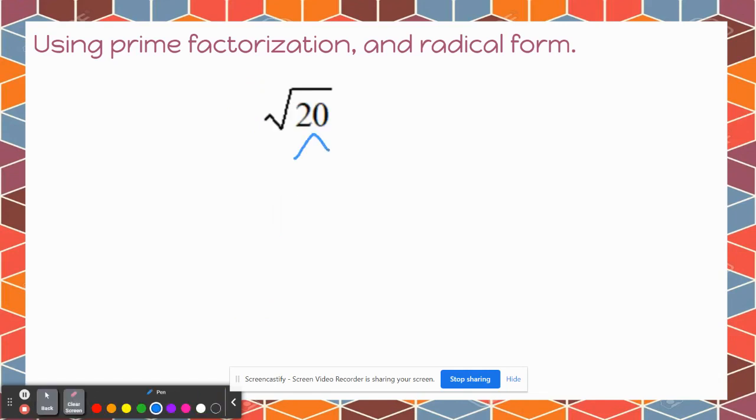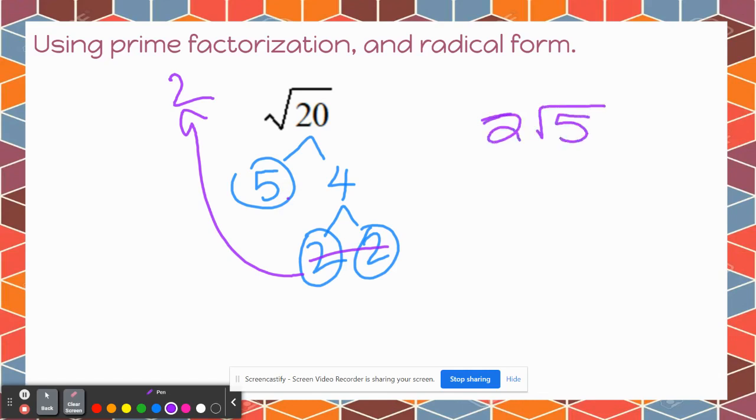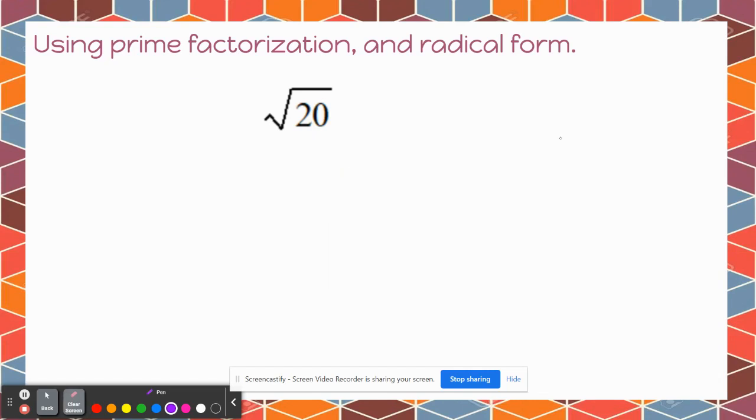Square root of 20, we're going to factor that out. Oops, not a 5, sorry. So 5 is prime. 4 goes to 2 and 2. It is a square root, so we need pairs. We have a pair of 2's. That means I pull that out. What's left inside is just the 5. So my answer is 2 square root of 5, because 5 has to stay inside the radicand because it did not have a pair.